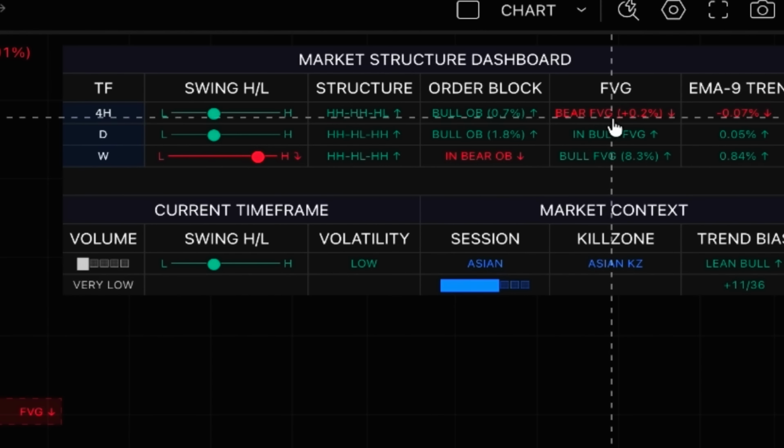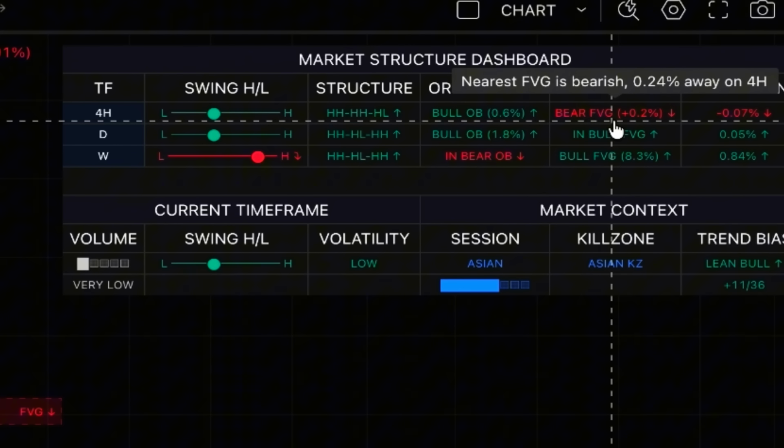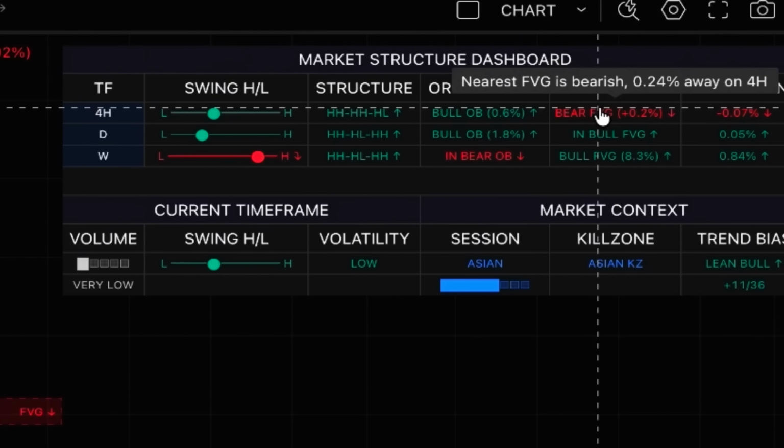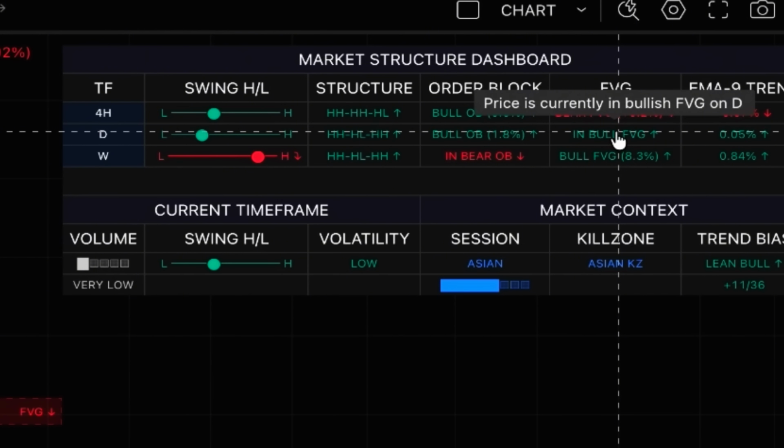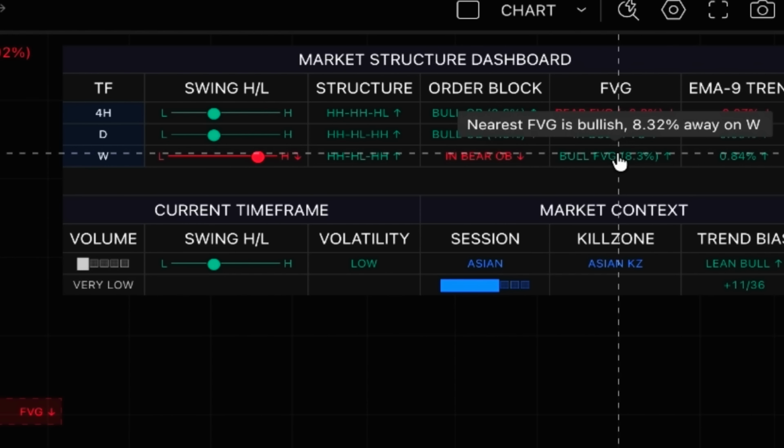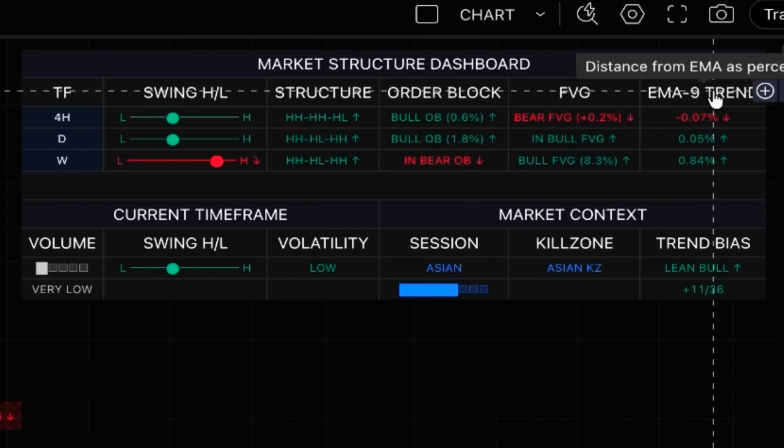Here in the dashboard, the position of the price relative to the nearest fair value gap is shown. For example, on the 4 hours time frame, the nearest fair value gap is bearish, and on the daily time frame, the price is currently inside a bullish fair value gap, and on the weekly time frame, the nearest fair value gap is bullish.